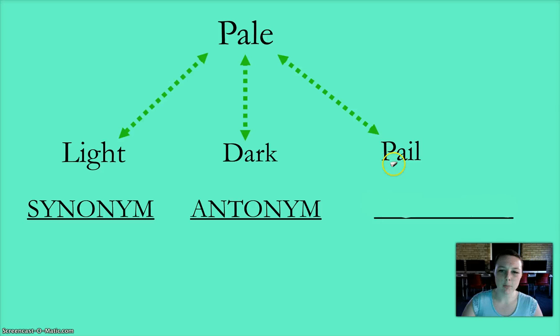Lastly, we have the word pail, P-A-I-L, over here. So we know that pail is not a synonym because a pail is an object. You can actually pick up something, you can carry something in a pail, but it's not an adjective like light and dark. So we know that it's not a synonym or antonym. But pail sounds an awful lot like pale, so they have the same sounds but different meanings. So I'm going to go ahead and say that that is a homonym. And there we go, that would be right.